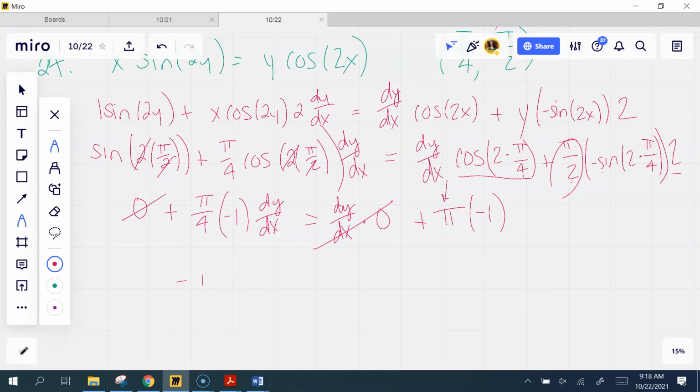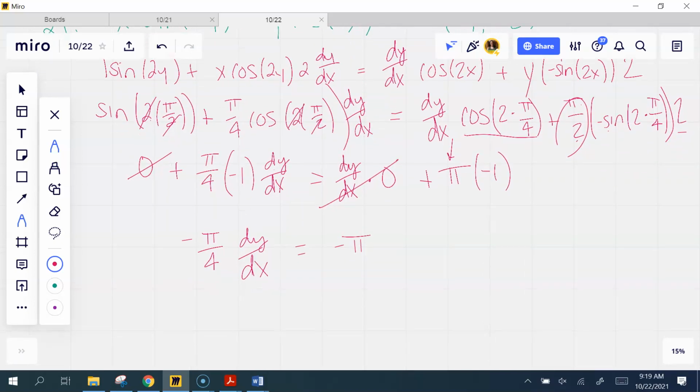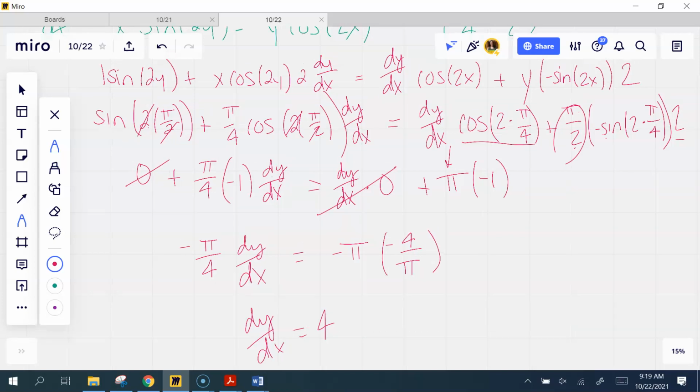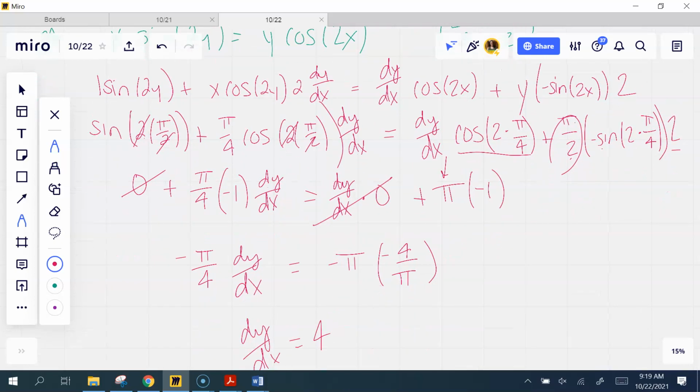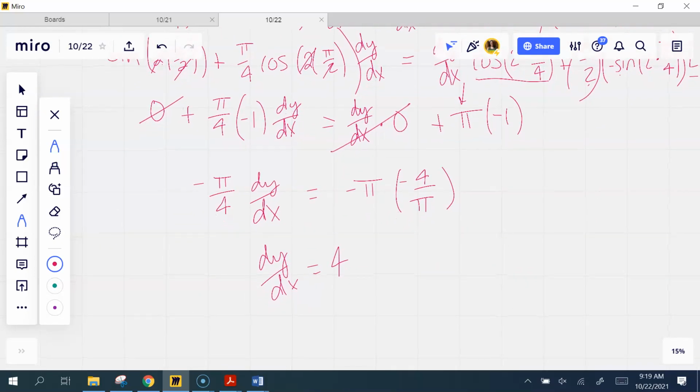So really what I have is negative pi over 4 dy/dx equals negative 5. And then you can multiply by the reciprocal, and you'll get 4 pi over 5. Okay, so that is the slope of the tangent line at the point pi over 4, pi over 2. But now it's easy to finish the problem, right?